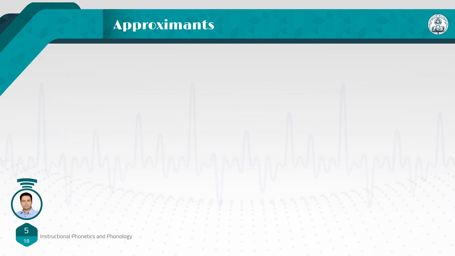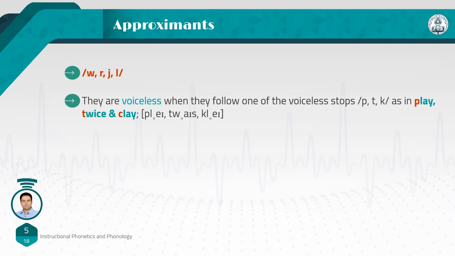Approximants. Look at these consonants: w, r, y, and l. They are voiceless when they follow one of the voiceless stops like p, t, k, as in the words play, twice, and clay. You can see the diacritic that we use under l or under w in twice, or under l again in clay. This diacritic shows that it is voiceless.